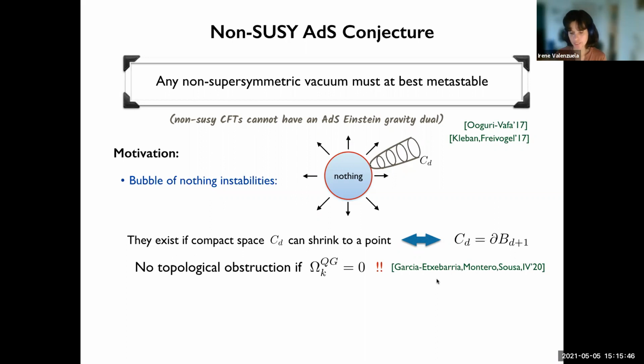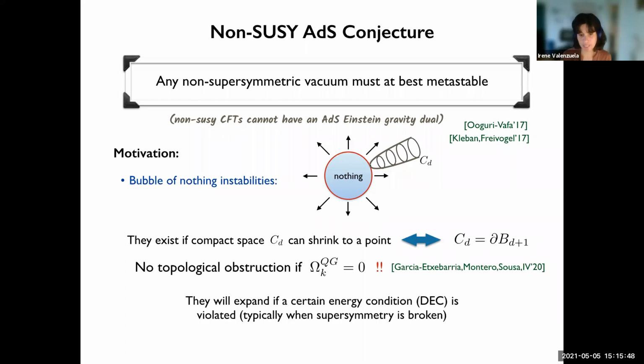So I think there are many more things to study here. In particular, in order to transform this into a proof, one also has to show that the energy conditions that you need to violate in order to be energetically favorable to decay, so that the bubble will expand, are always violated when you break supersymmetry. Okay, so they are typically violated. This is like the dominant energy condition and so on, but it's not proven if they are sufficient.